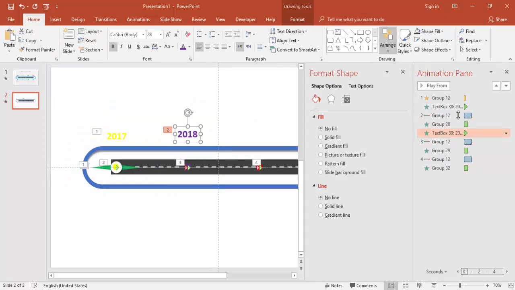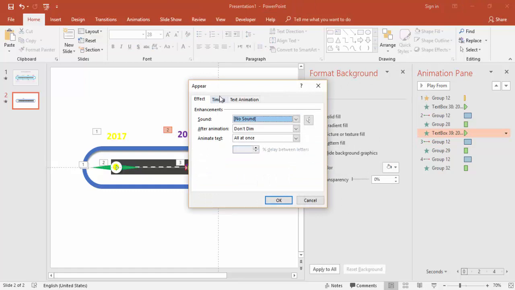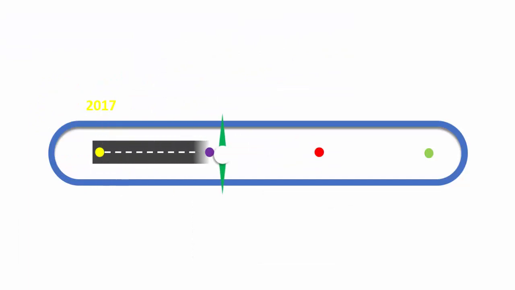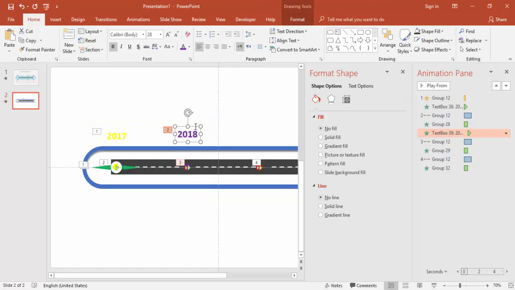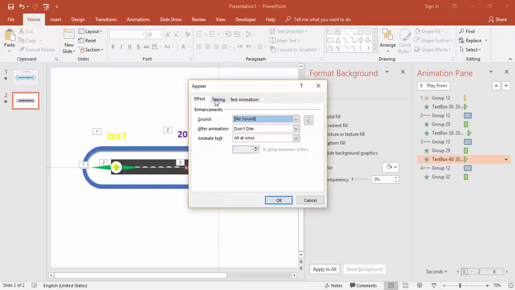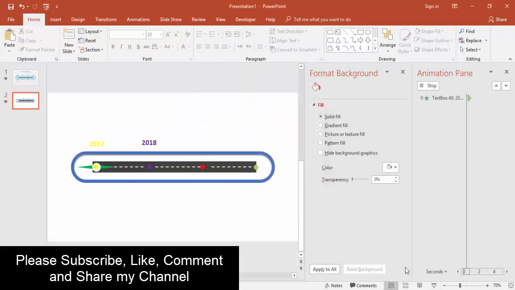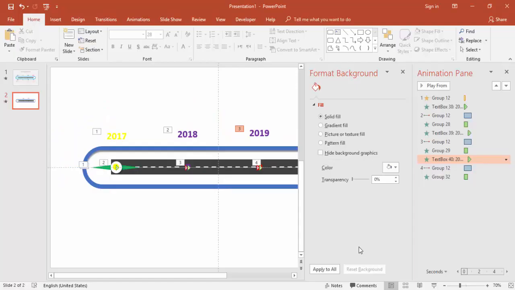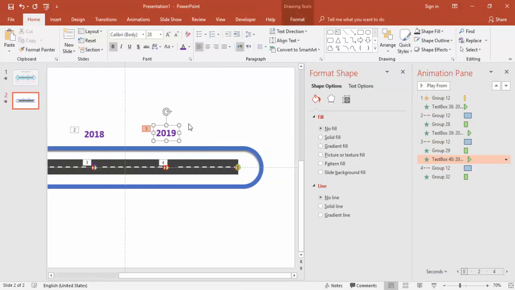I can delay this one, maybe a delay of 0.5 seconds. Let's see, 2017 2018, this is coming perfectly all right. Same thing, I'll select 2019 now, bring it here, and this one exactly here, make sure that its delay of 0.5 seconds is there. 2017 2018 2019, and at the end I'm going to add 2020. Just change the color.